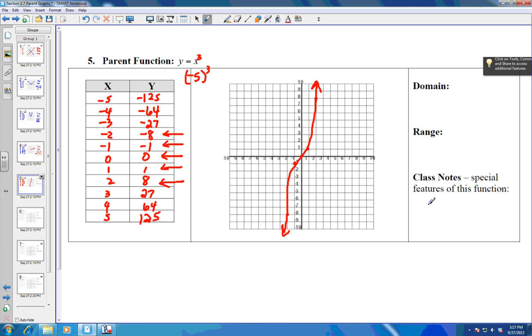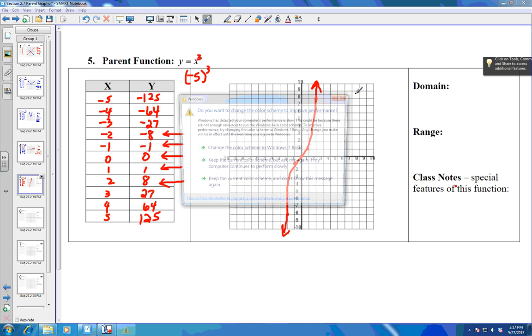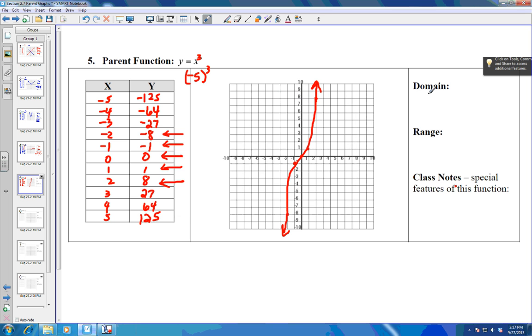Okay, so my domain for this, for x cubed, even though it looks like it flattens out here and it only goes to, let's say, -4, it's going to keep getting wider and wider as I go. So my domain is -infinity to infinity. My range is -infinity to infinity.